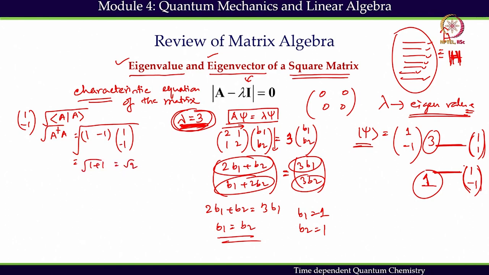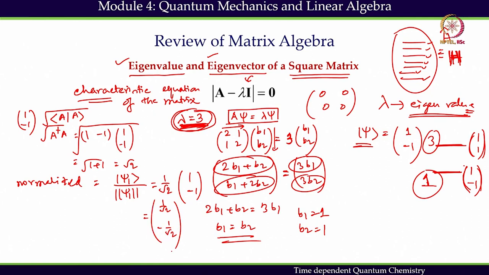So the normalization constant is going to be 1 by the square root of 2. The normalized wave function is given by psi 1 divided by its norm, as we have shown already. So this is 1 by square root of 2 times 1, minus 1, which is 1 by square root of 2, minus 1 by square root of 2. This is the normalized wave function associated with lambda equals 1.